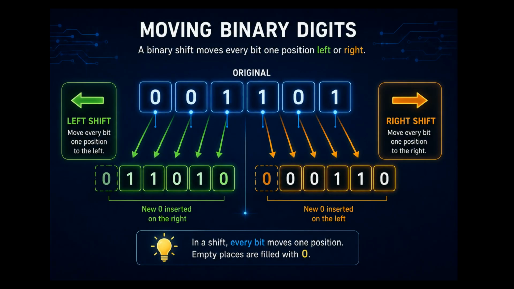Let's see how a binary shift works. Every bit moves one position at the same time. In a left shift, all bits move to the left, and a new 0 is added on the right. In a right shift, all bits move to the right, and a new 0 is added on the left. Remember, every bit moves together. The empty position is always filled with a 0.